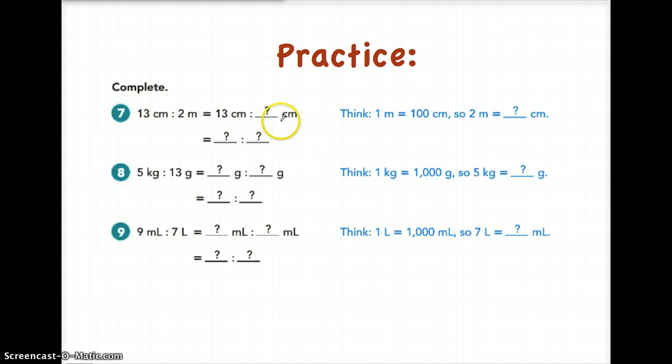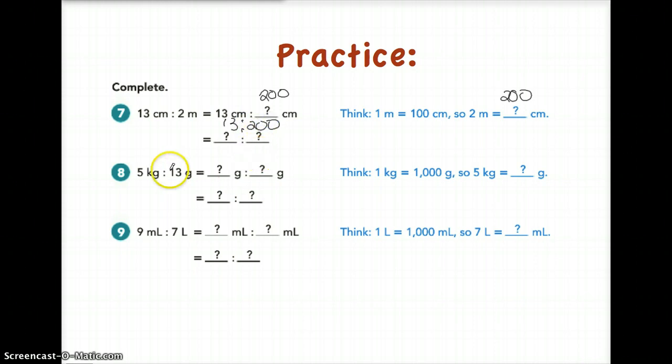So centimeter, think like a century. There's 100 years in a century. So there's 100 centimeters in 1 meter. So if that's true, like they show over here, in 2 meters, then there are 200 centimeters. So we can just write 200 centimeters over here. And let's see, can we reduce? We cannot reduce because 13 is a prime number. It doesn't go into 200. So our ratio here is 13 to 200.